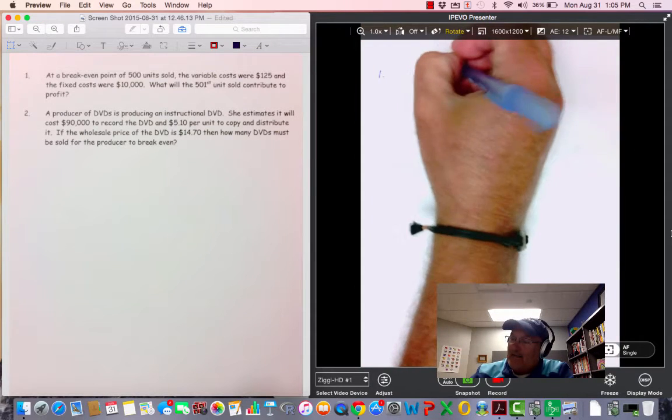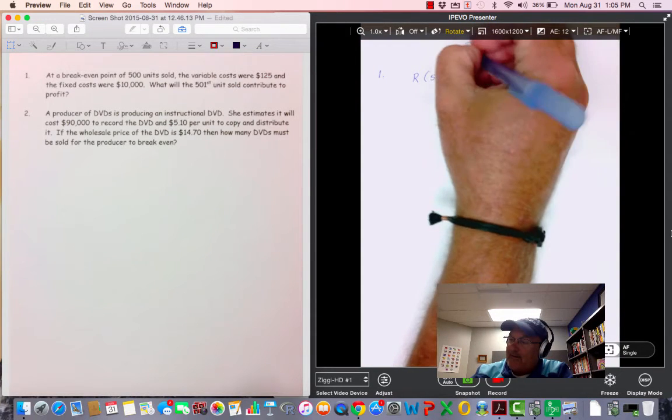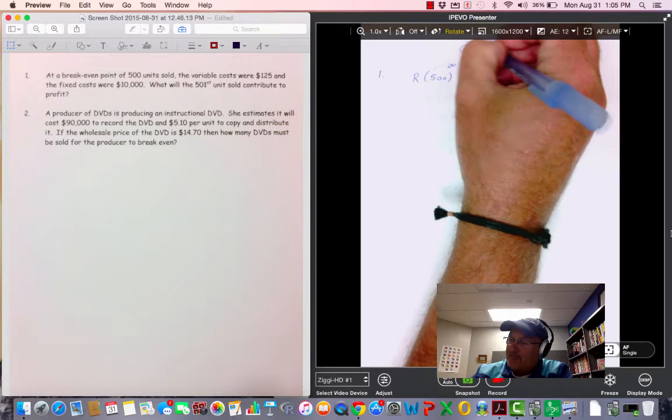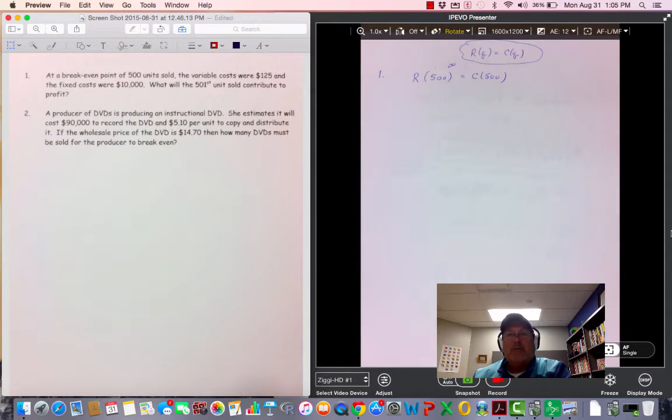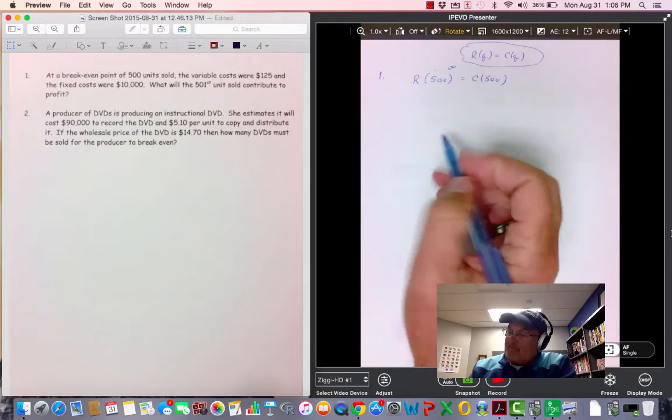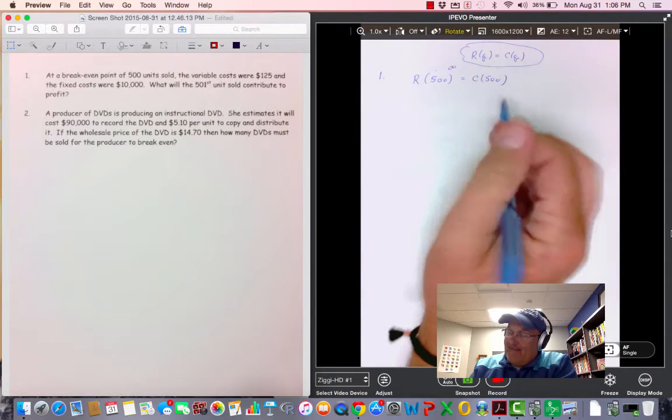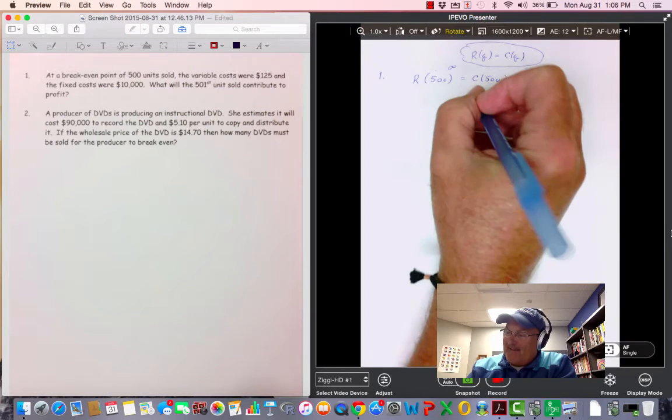So if I think about this in generic terms, I know that the break even is when R of Q equals C of Q. And from the problem, I know that this happens when 500 units are sold. Now, can I find anything here that's going to help me out?